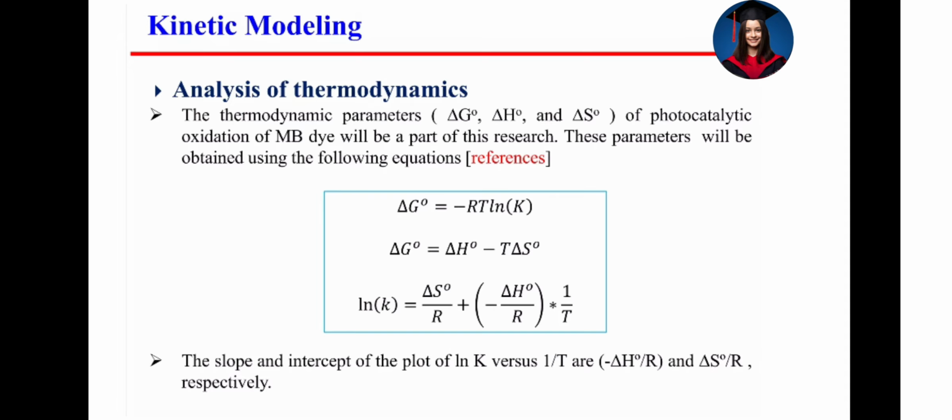Analysis of thermodynamics. Also, the thermodynamic parameters delta G naught, delta H naught, and delta S naught of photocatalytic oxidation of MB dye will be a part of this research. These parameters will be obtained using the following equations. These are the equations. The slope and intercept of ln k versus 1/T are minus delta H naught by R and delta S naught by R respectively.